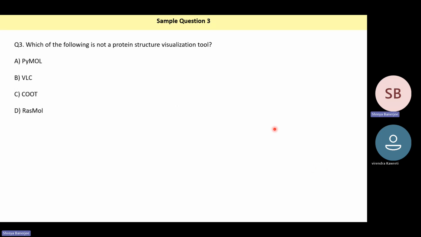The third question is asking, which of the following is not a protein structure visualization tool? So the answer to that is VLC. We know that PyMol we just saw, we can see the protein structure using it. Coot, we have also seen the protein structure using it. Rasmol I have not shown, but I have discussed in one of the initial slides that Rasmol is one of the first protein visualization softwares.